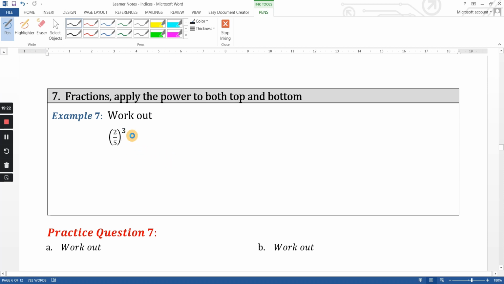So that power 3 is applied to both top and bottom, and you're going to have to work these out separately. 2 to the power 3 means 2 times 2 times 2, which is 8, and 5 to the power 3, that's 5 times 5, which is 25, times 5 again, 125. And that's your answer.